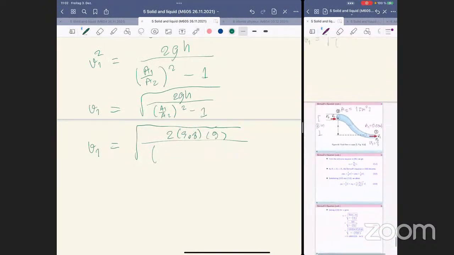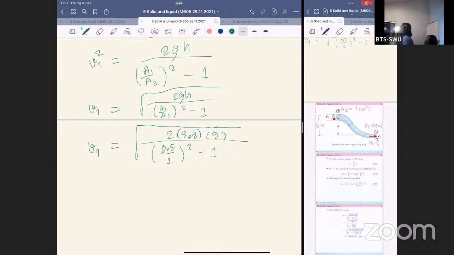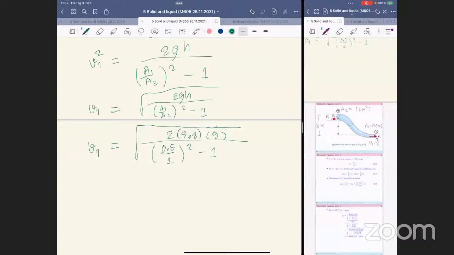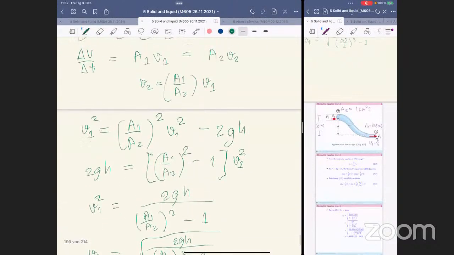A1 is 0.5, divided by A2, which is number 1, and we have that minus 1, right? It's going to be an imaginary number, right? 1 by 4. Yeah, we could not find it. Because A1 by A2, A1 is less than. Is that correct?